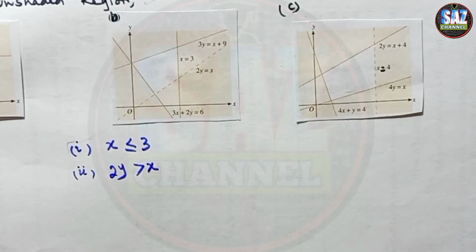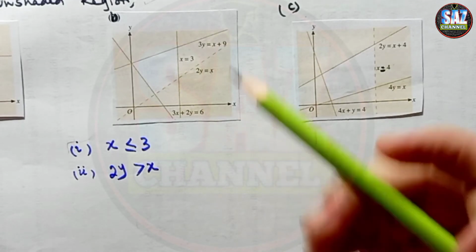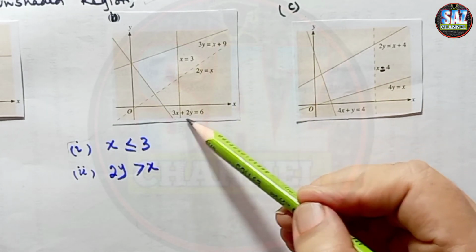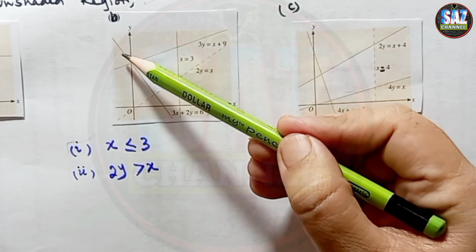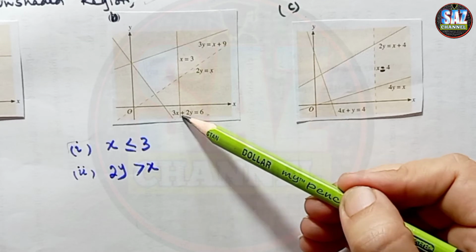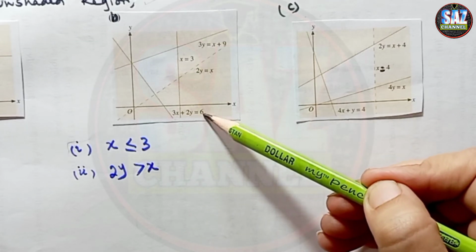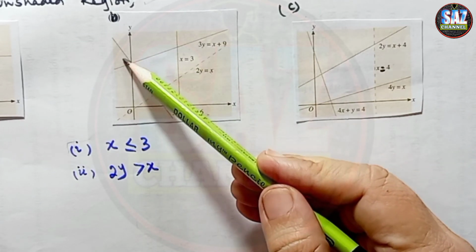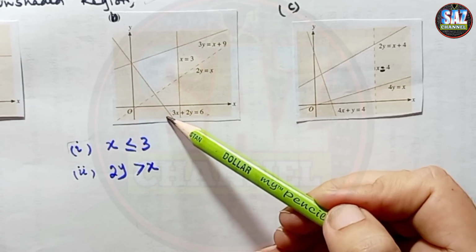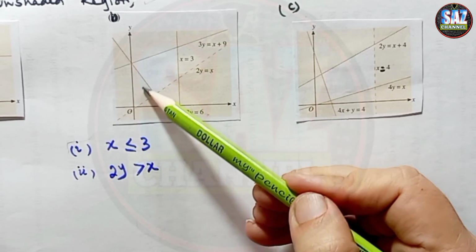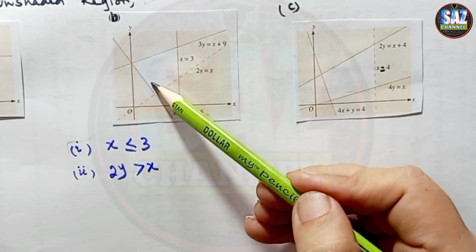Then coming to the third line, which is 3x plus 2y equals 6. This is the equation of the line 3x plus 2y equals 6. If we look at the shading, it is below this line, or the unshaded region is above this line.